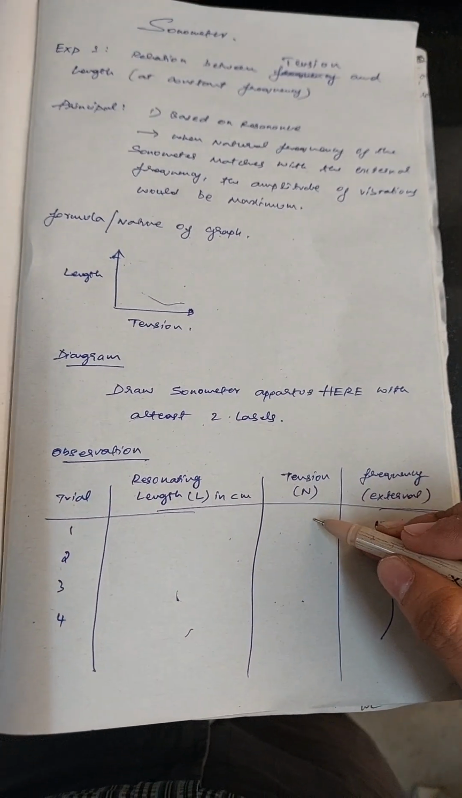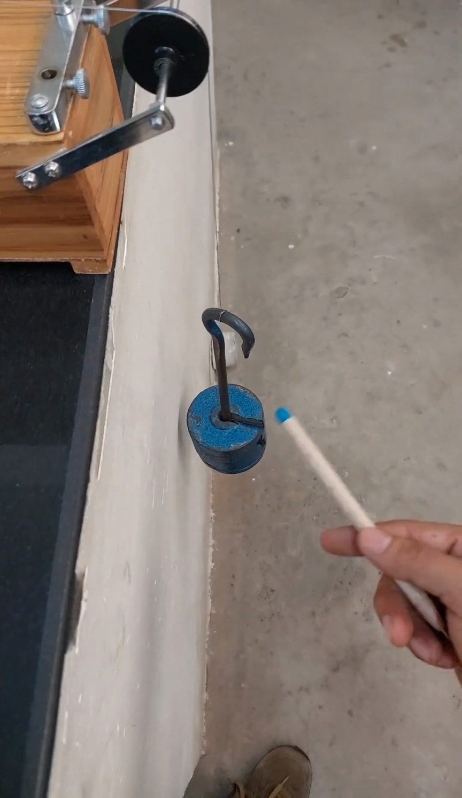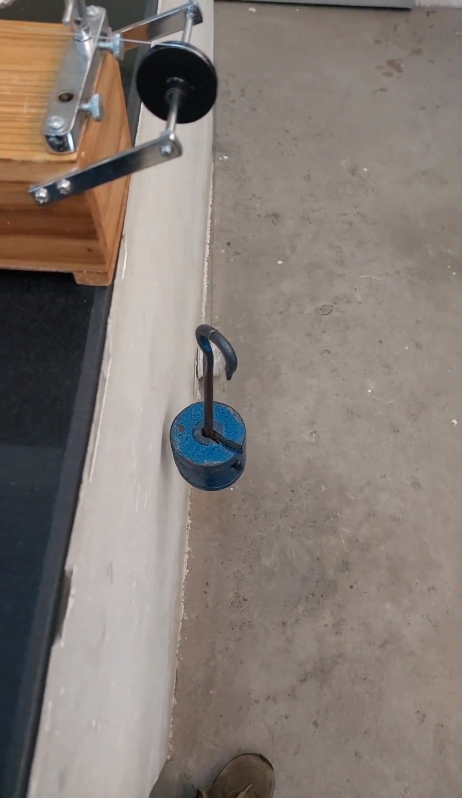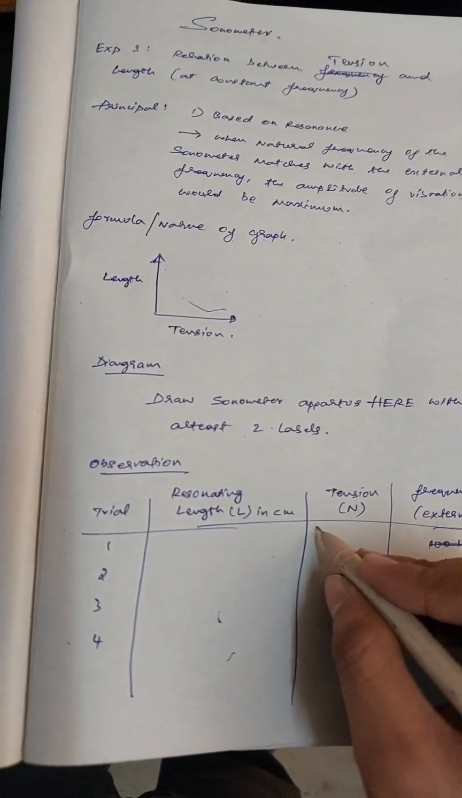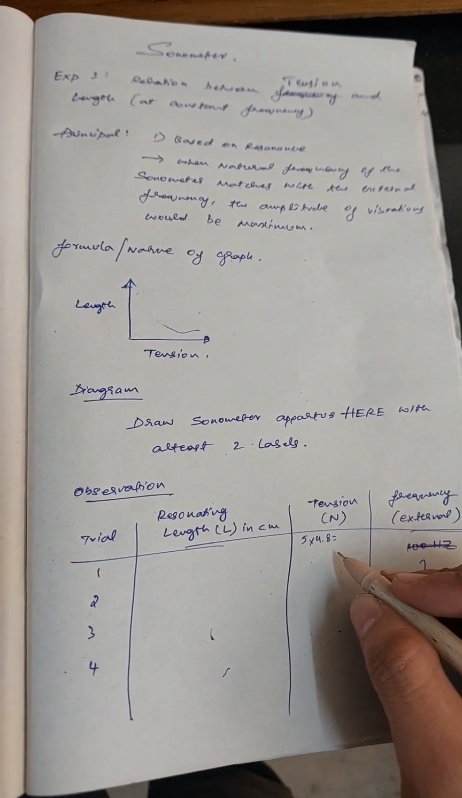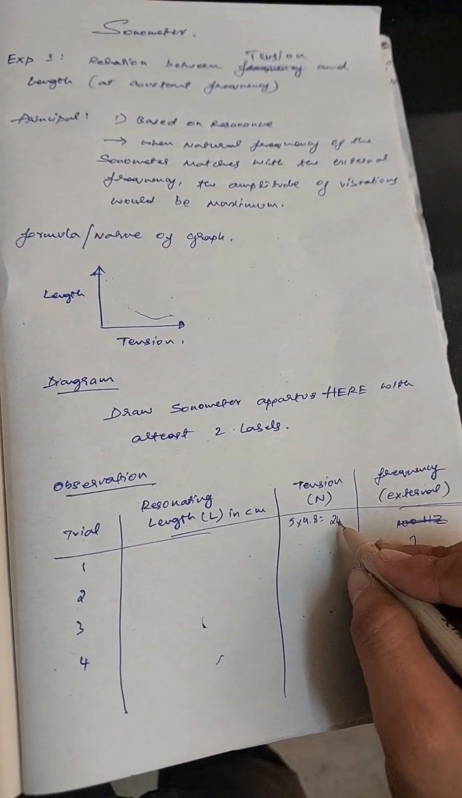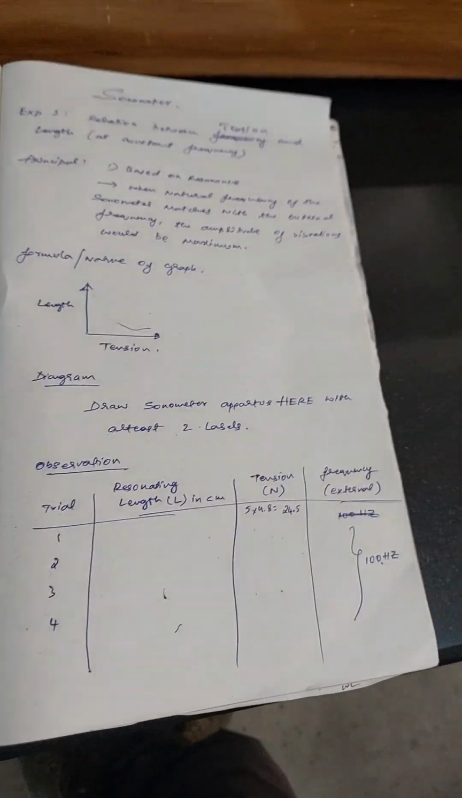We are changing the tension, each time we have to take out one of the slotted weights. Each slotted weight is 0.5 kg. So for every observation, we have to take out one of the slotted weights. Now there are 5 slotted weights, so the tension would be 5 into 9.8, because 9.8 is the acceleration due to gravity. So this comes out to be 24.5 newtons. Now I have to measure, for 24.5 newtons of tension in the wire, what is the resonating length.